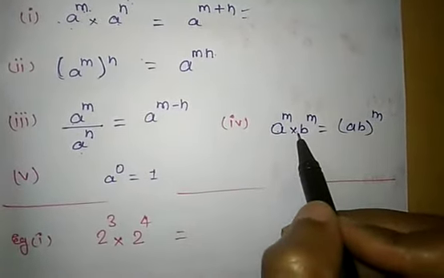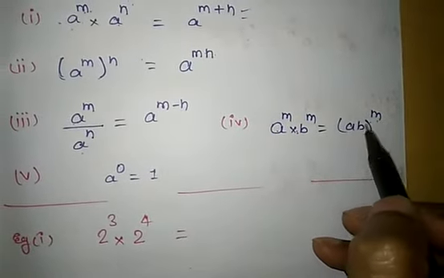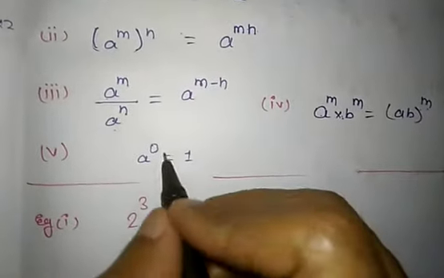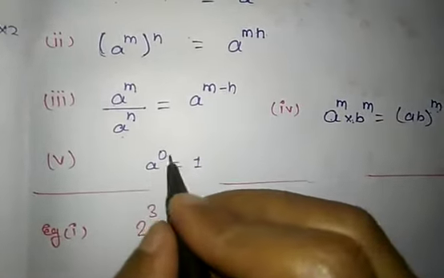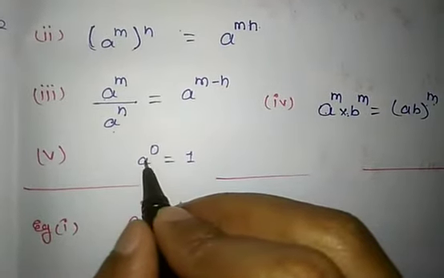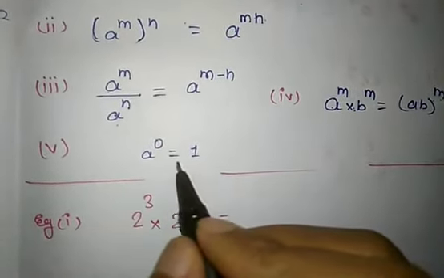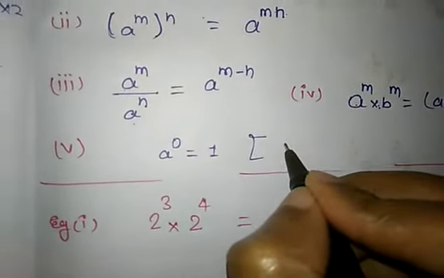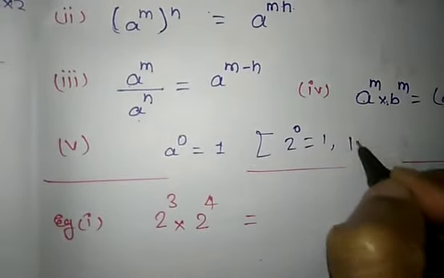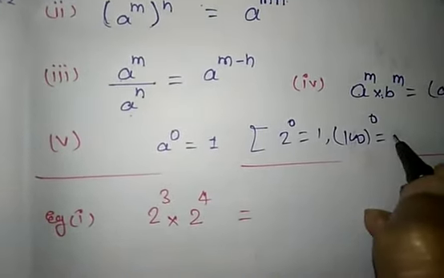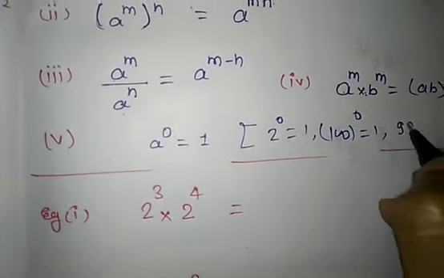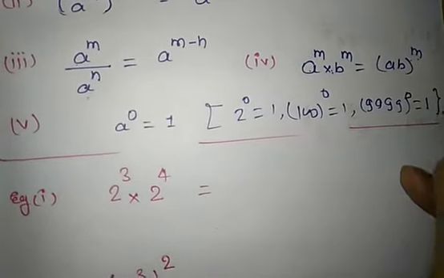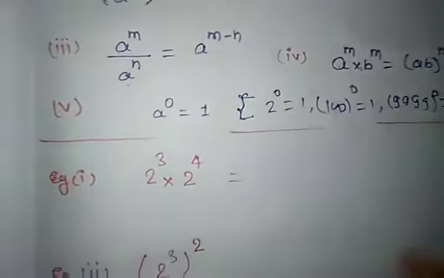If their bases are different, then we use m as a common exponent. And one very important law: if zero is the exponent of any number, we get 1. For example, 2 power 0 is equal to 1. 100 power 0, we get 1. 9999 power 0, we always get 1. This is the important law.